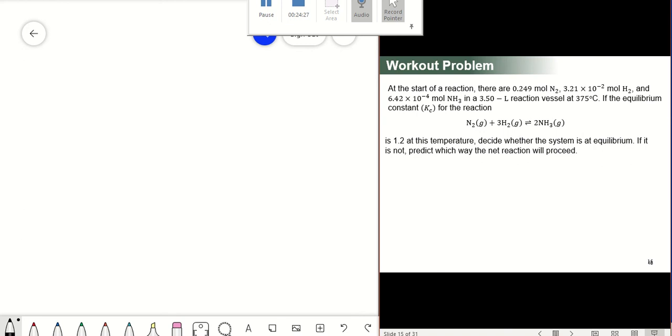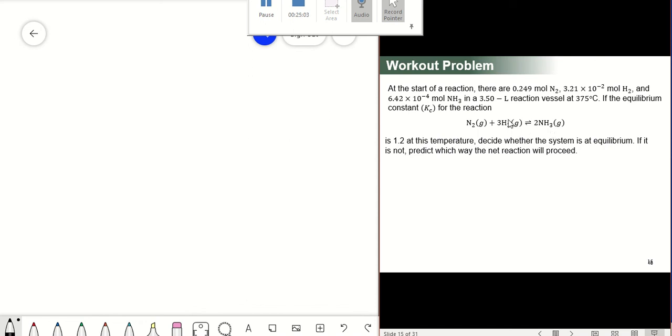Okay. Let's try the next question then. At the start of a reaction, there are 0.249 moles of nitrogen, this many moles of hydrogen gas, and this many moles of ammonia in a 3.50 liter reaction vessel at 375 degrees Celsius. If the equilibrium constant for the reaction is 1.2 at this temperature, decide whether the system is at equilibrium. If it is not, predict which way the net reaction will go.